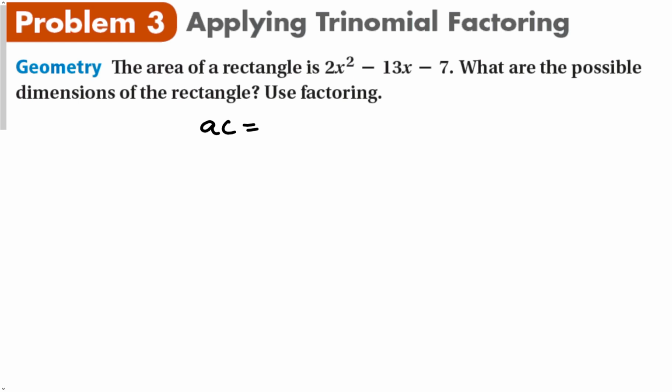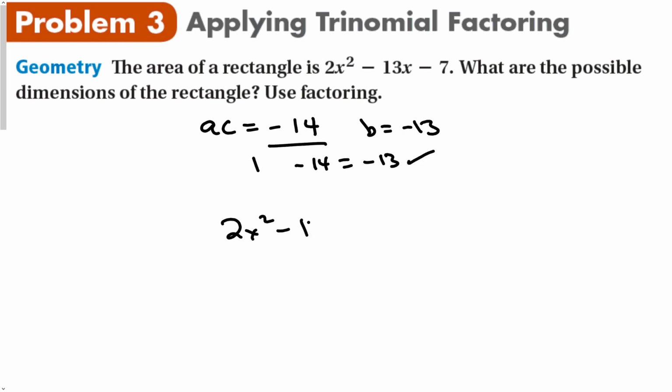Let's factor it. A times C is going to be negative 14. B is negative 13. That means I want the factors of negative 14 that add up to negative 13, which means the bigger number is going to be negative. So let's try the first one. 1 times negative 14 is negative 14. 1 minus 14 is negative 13. And right there we have our answer. Okay? 2x squared minus 13x minus 7 was my original problem. I'm going to break the 13 into plus 1x minus 14x minus 7.